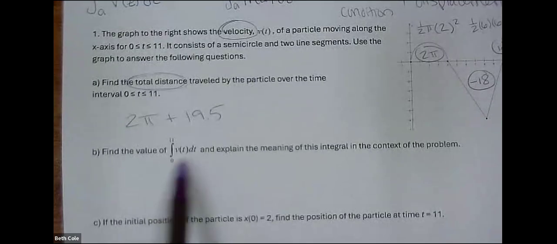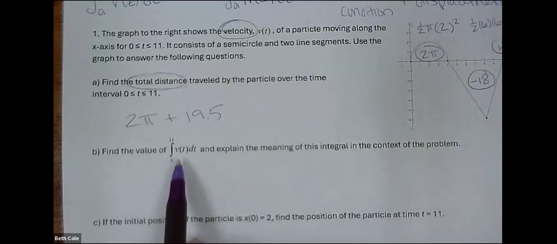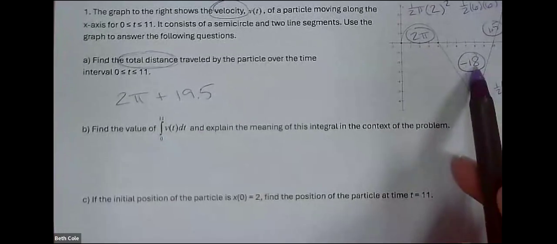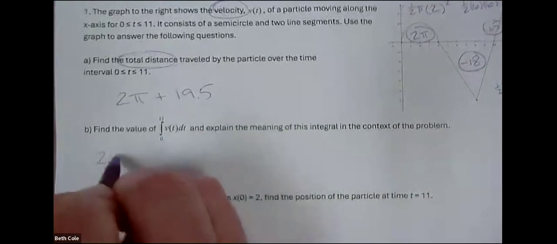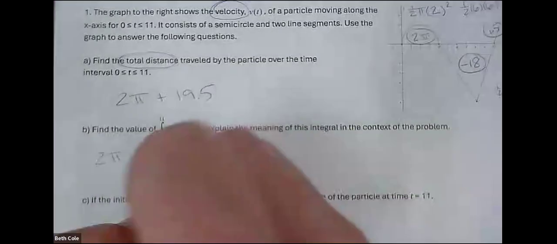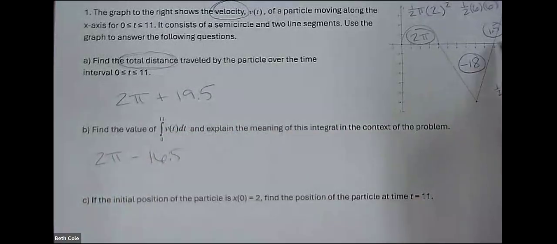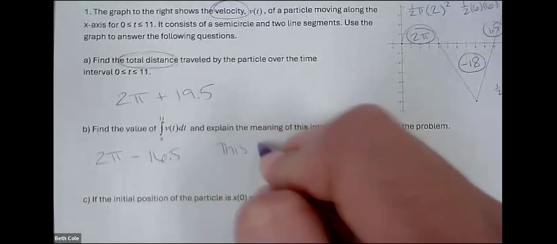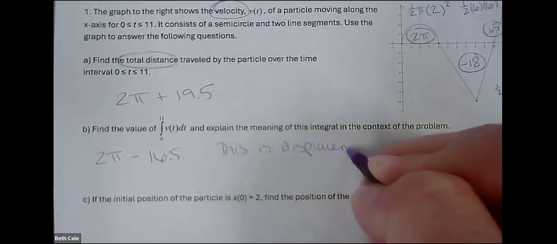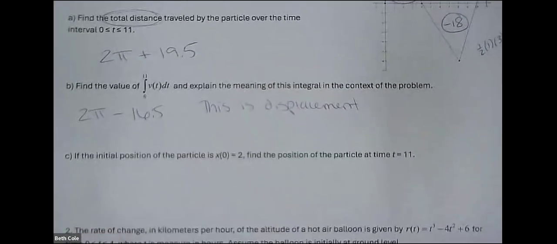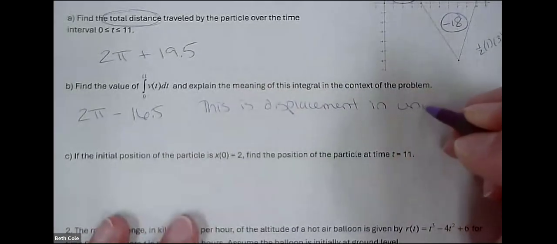All right, find the value of this thing and explain what it means in the context of the problem. That means you're going to do the displacement. So you're going to add it all together, but you are going to treat the 18 like it's negative. So it's going to be 2 pi minus 16.5. Good. You have minus 18, but then plus 1.5. You're going to use the word displacement when you explain what it means. So you're going to say this is displacement. You're just going to use your vocabulary. They're going to ask you for either displacement or total distance. This is displacement in units.